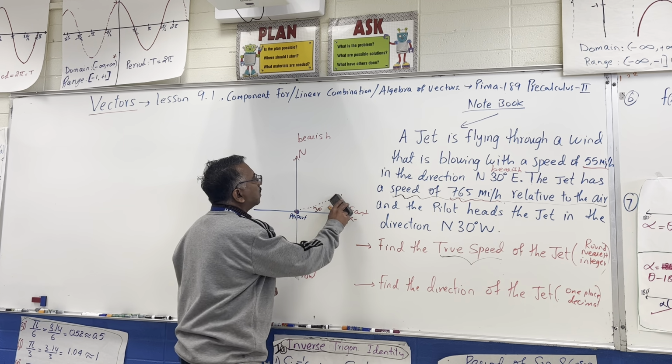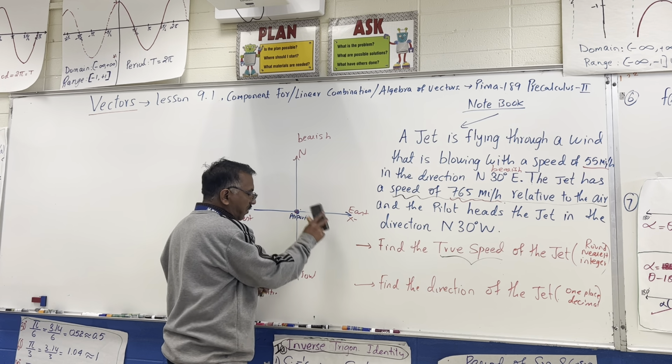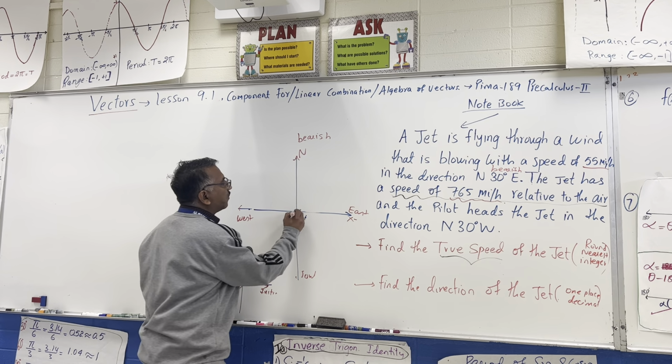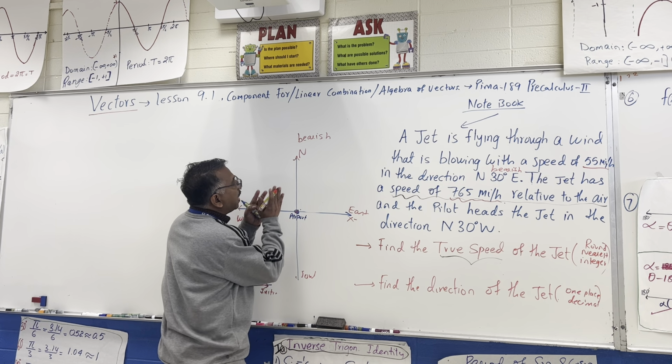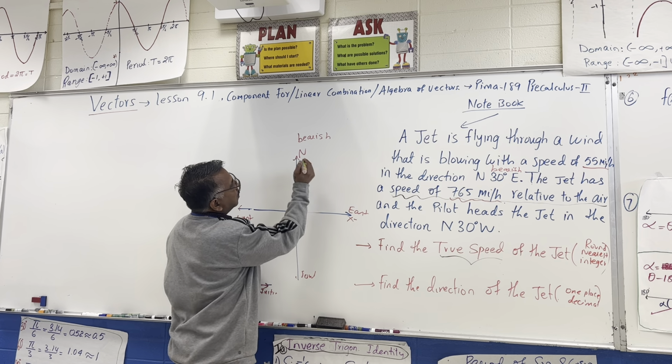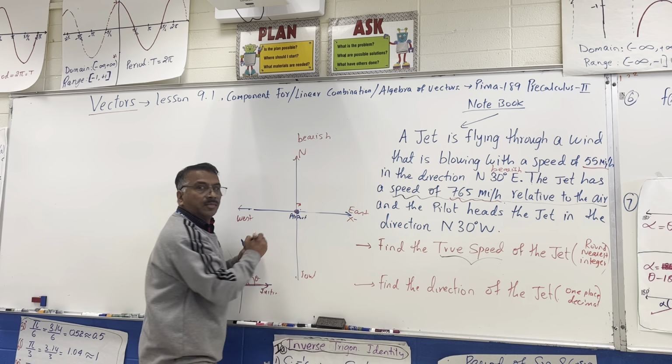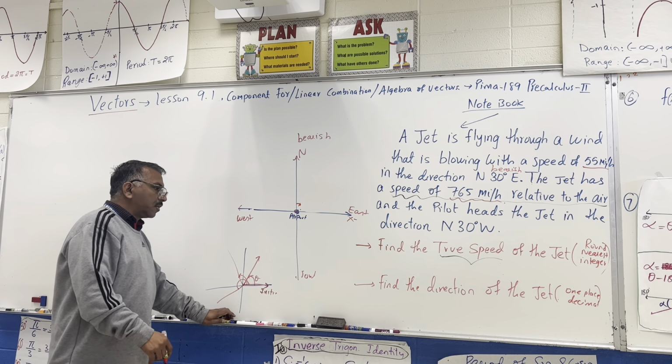Okay. So when they give something like this, they think from the north side, okay? So when the plane is flying like this, the pilot makes an angle, so if this is north, then 30 degrees will be on this side. Can you see now? Make sense? So let's draw that quickly.